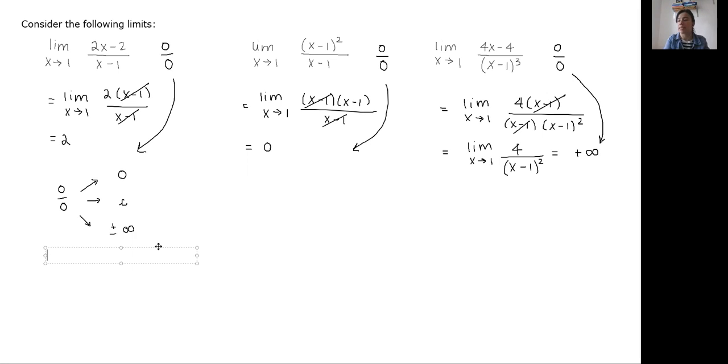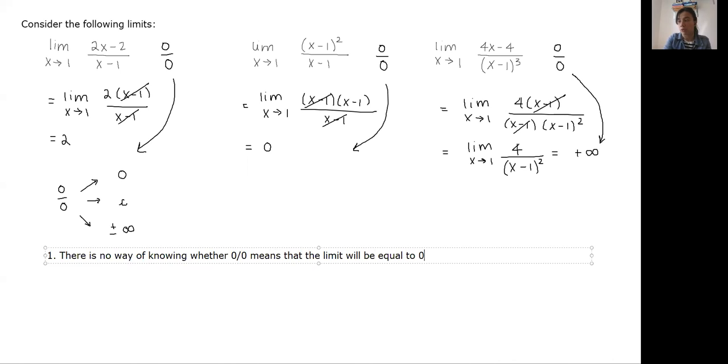All right, so I'm going to summarize that in a couple of remarks over here. The first thing is that there is no way of knowing whether the form 0 over 0 means that the limit will be equal to 0, to some constant, or to plus or minus infinity. So I have no way of determining that without doing some extra work.